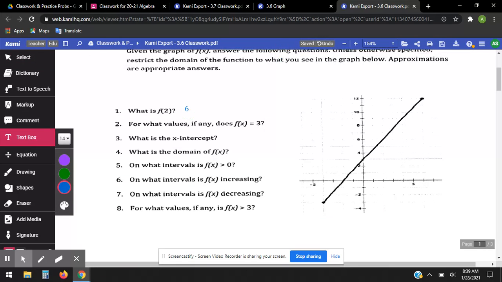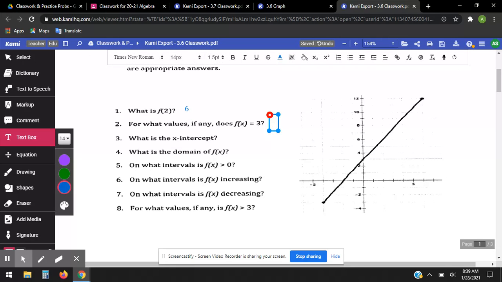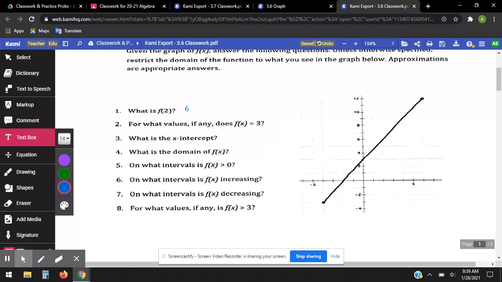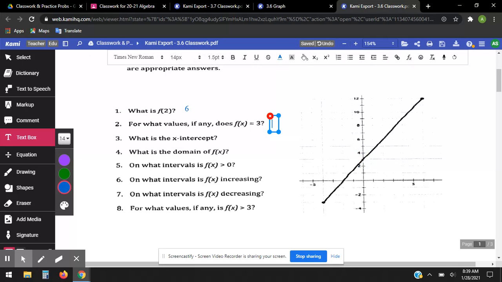All right. For what values, if any, does f of x equal 3? Well, that means I want to go to where my answer is 3. So my y value is 3. And we have one spot right over here, and that is at 0. X equals 0, y equals 3.